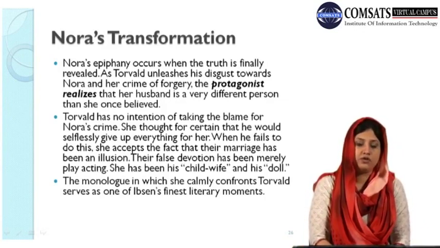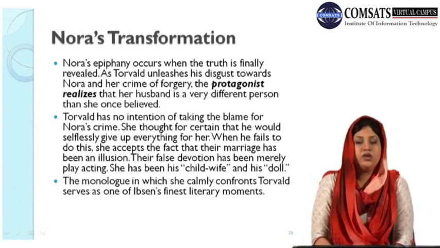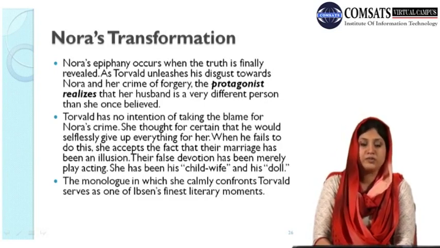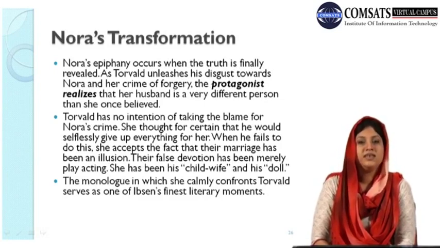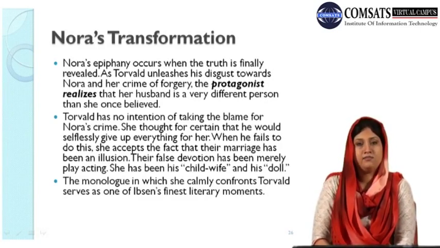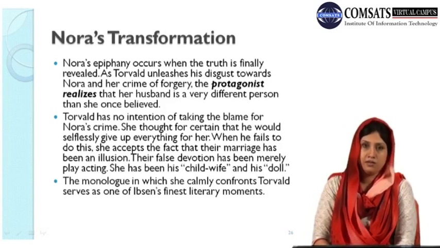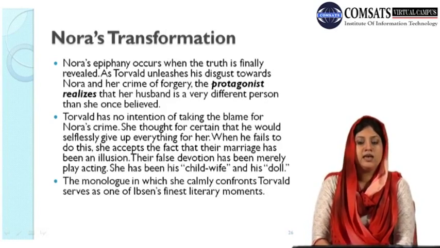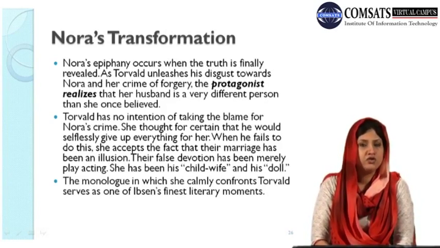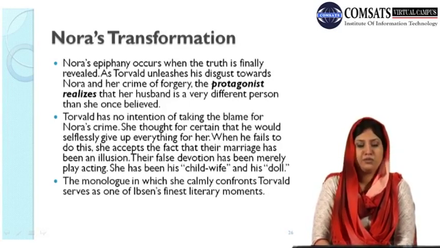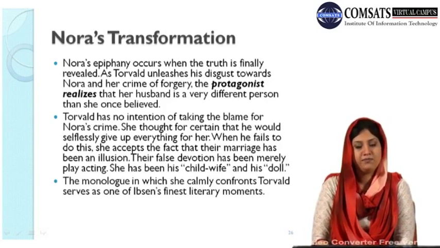And then Nora's transformation. Nora's transformation occurs when the truth is finally revealed. And the truth is revealed through Torvald, her husband. He brings disgust towards Nora and their relation by accusing her of being a criminal of an illegal act. The protagonist, Nora, realizes that her husband is a very different person than she once believed.